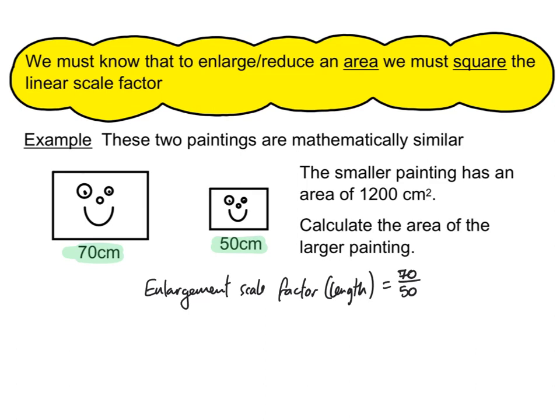Now, I can't just multiply this 1,200, which is an area, by an enlargement scale factor for length. I need to actually multiply this area by an enlargement scale factor for area. So I'm going to write another line of working underneath. So enlargement scale factor, but this time this is the area scale factor.